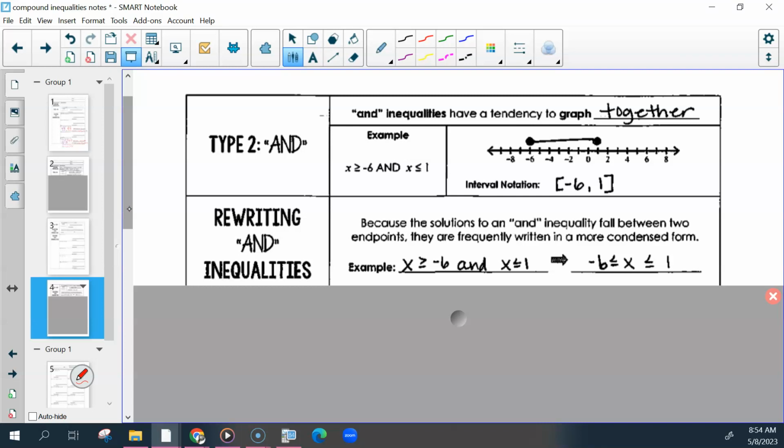If you've got some answer like this, x is greater than or equal to -6, that would really look like this. X is less than or equal to 1, would look like this. And you're looking for where they overlap, which happens to be this line. Interval notation is from the starting point to the ending point. So in this case, they were both closed, so both brackets, -6, 1.